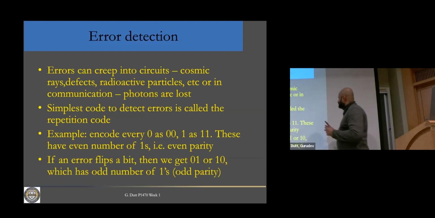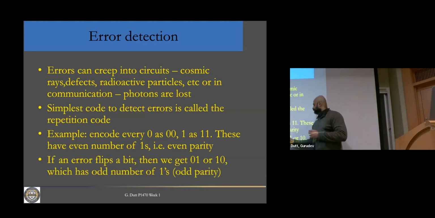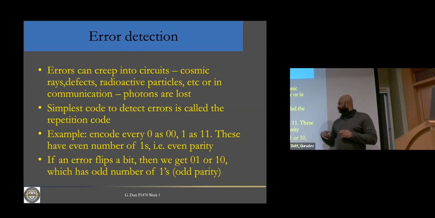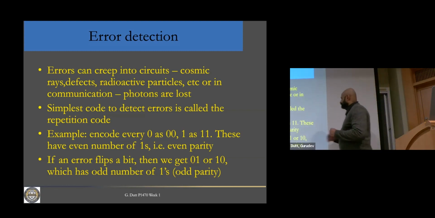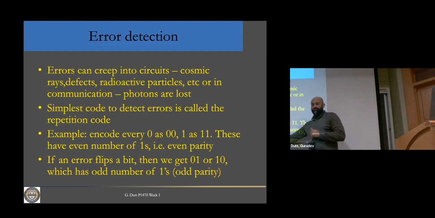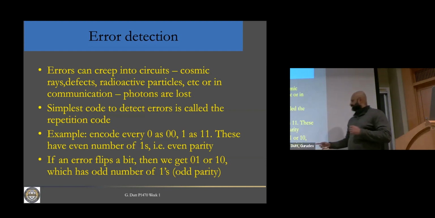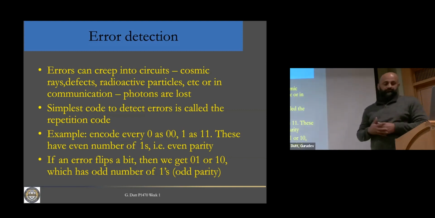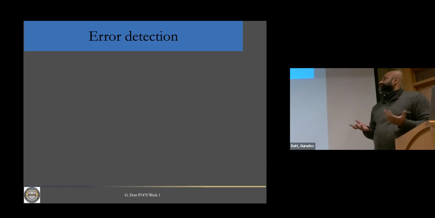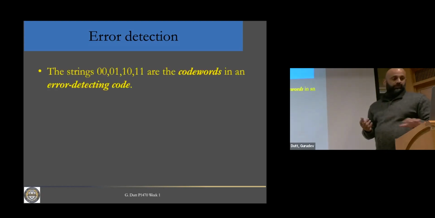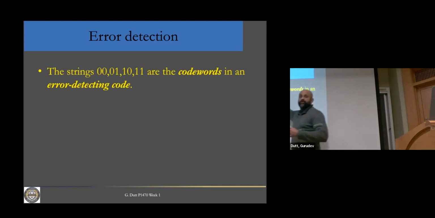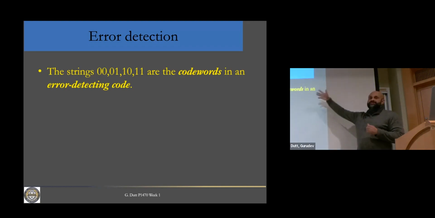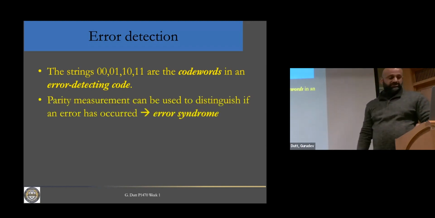If an error flips one bit, then 0, 0 can go to 0, 1 or 1, 0. Similarly, 1, 1 can go to 1, 0 or 0, 1, if only one of the bits can be flipped. So this 0, 1 or 1, 0, you can see they have an odd number of ones, and that's an odd parity system. So we can detect the errors. How would you go about detecting the errors? I'll explain that in a second. But the strings 0, 0 and 1, 1 are called the code words in this error detecting code, or error detecting scheme.